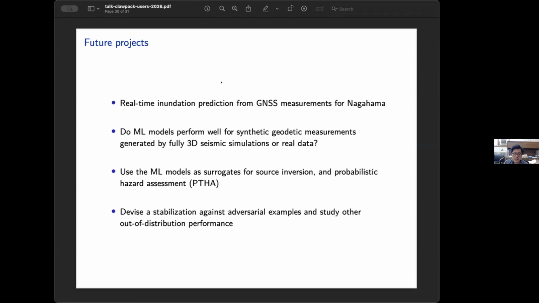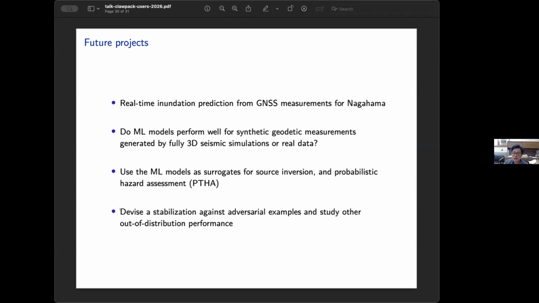Okay, so future projects. We're of course continuing to do real-time inundation prediction results from GNSS measurements at the Nagahama region. And of course, there's a big question of whether these models perform well for data that wasn't synthetically generated by the same mechanism. For example, if your seismic model is actually 3D rather than layered Earth, does it still do a good job? Does it do well for real data, things like that? And we could use these ML models as surrogates for source inversion or PTHA. So we're working on that.